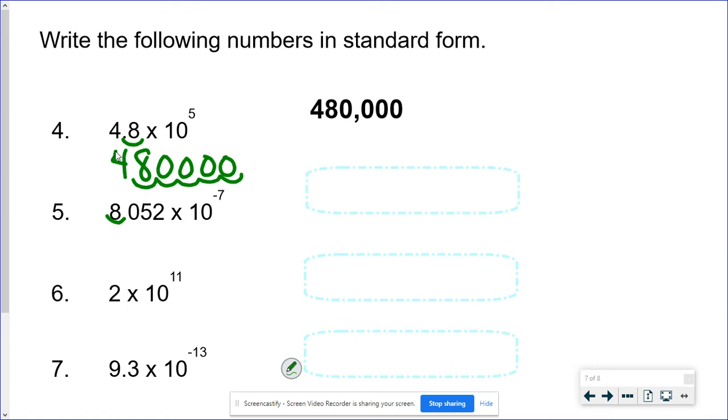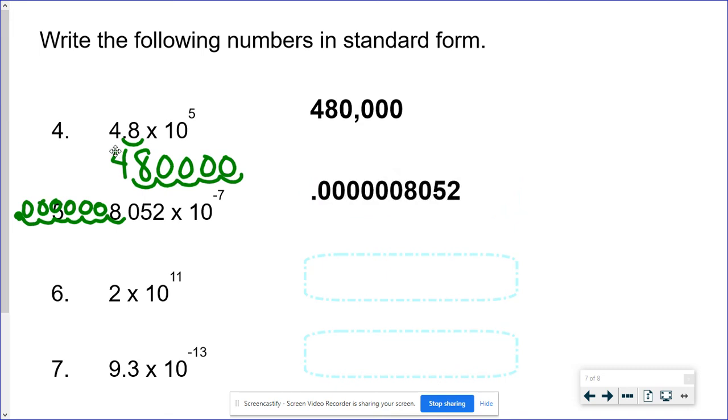If you want to just move it over and do the little swoopy things to fill in the zeros, you can. I already moved 1 place to get in front of the 8. 2, 3, 4, 5, 6, 7. There's my decimal. 1, 2, 3, 4, 5, 6 zeros. Unfortunately, with really small numbers, we don't use commas, but make sure you're counting that there's 6 zeros between your decimal and then the 8052.